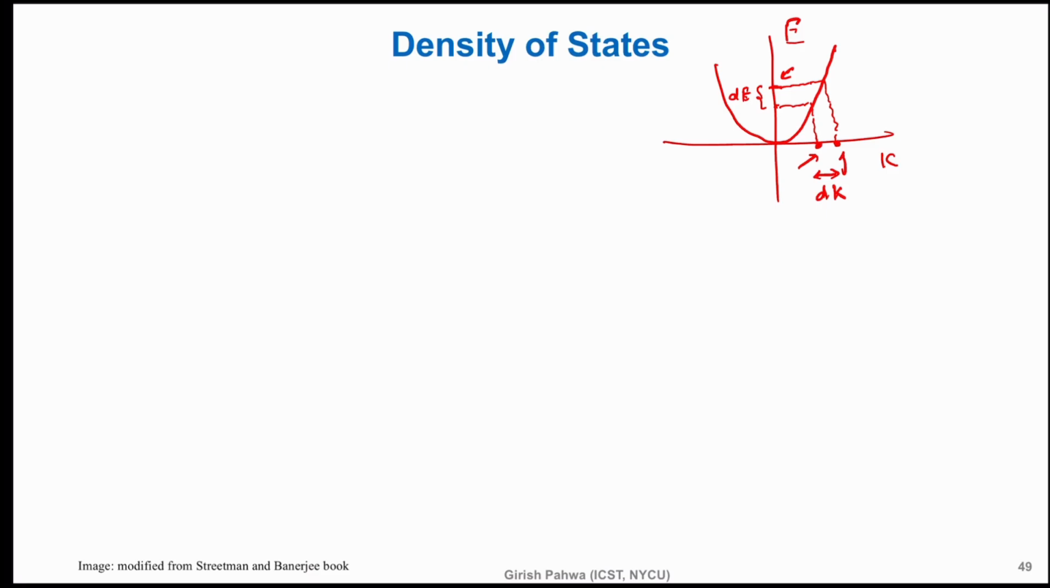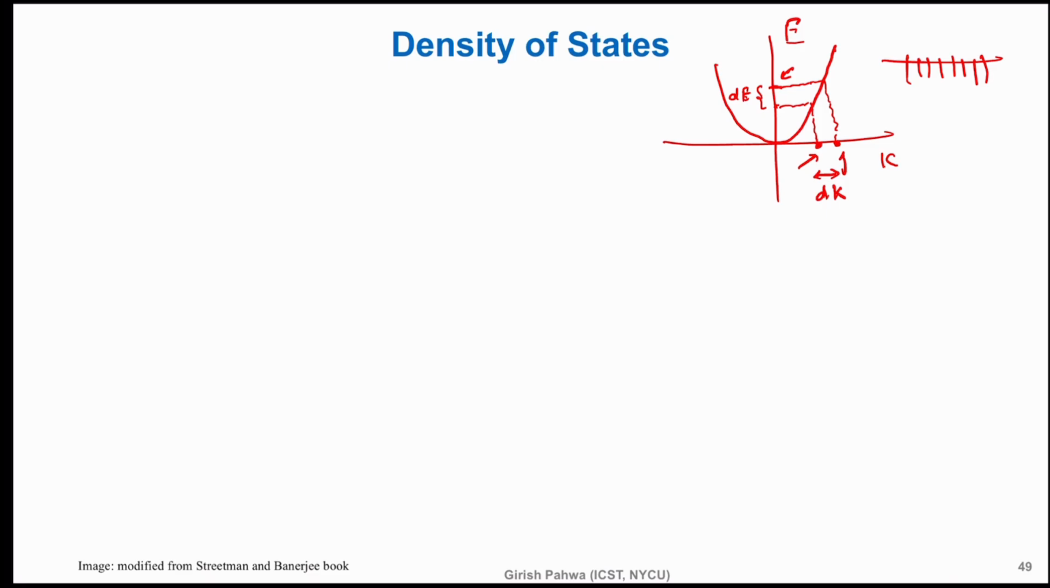So within this dk, you can have several such k points, which are 2 pi by L distance apart. So if I zoom it out, there will be several k points. So density of states is related to how many k points are concentrated at a particular k value or at a particular energy value.